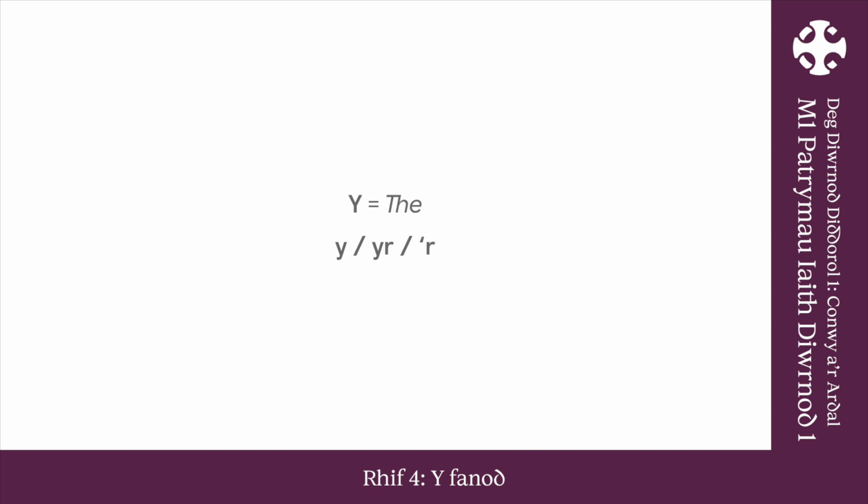However, if y follows a vowel, instead of y you see apostrophe r. For example, gyrru'r car, driving the car. If it goes before a vowel, instead of y you see yr. For example, yr ysgol, the school.